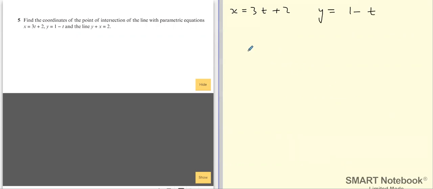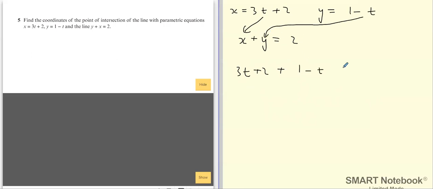Okay, so x and y. And then we are told that x plus y equals 2. Well, we know what x is. We can just substitute that straight into x: 3t plus 2, plus that straight into y: 1 minus t equals 2. And that will give us our t values straight away. So we get 2t plus 3 equals 2. 2t equals minus 1, t equals minus a half.